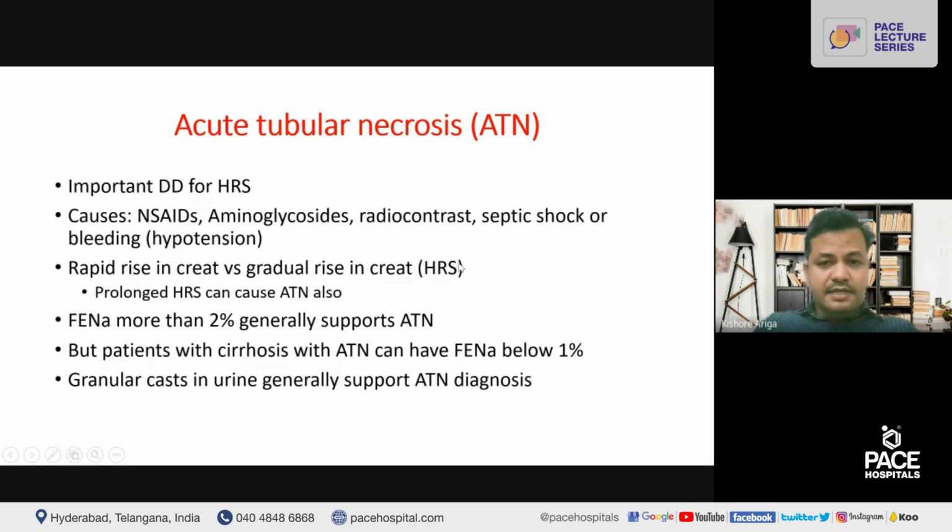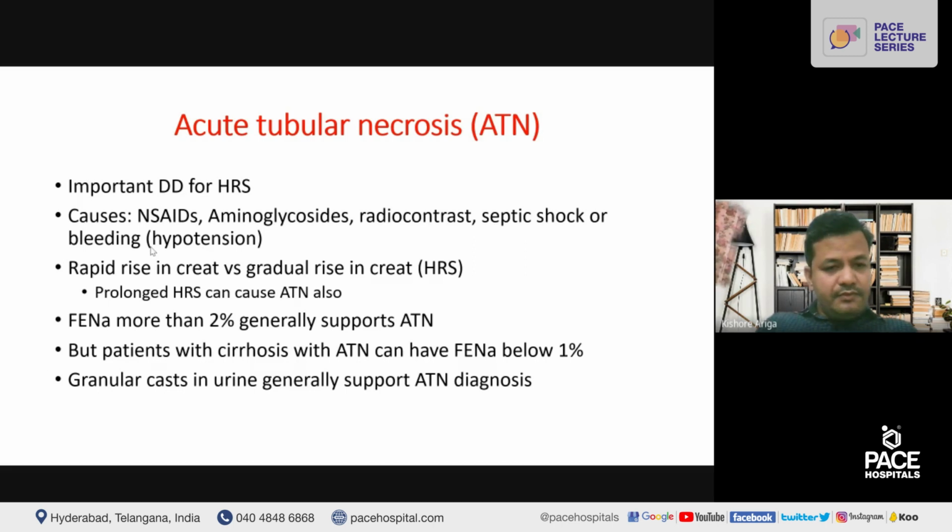Prolonged HRS, due to persistent vasoconstriction, can also lead to ATN. So this we need to keep in mind, because HRS may not be totally reversed. If the underlying kidney damage is severe due to ATN or because of the prolonged HRS, this HRS can be converted to ATN.